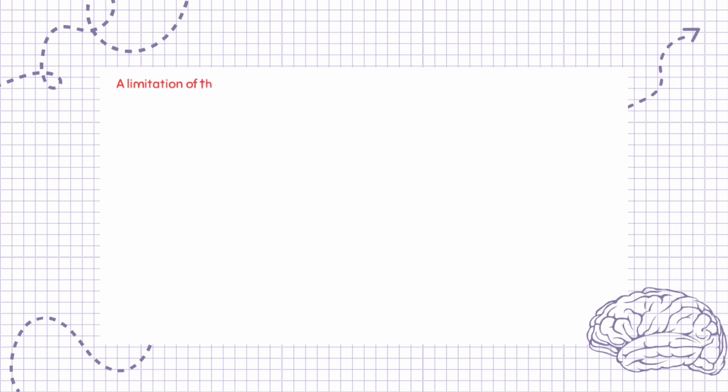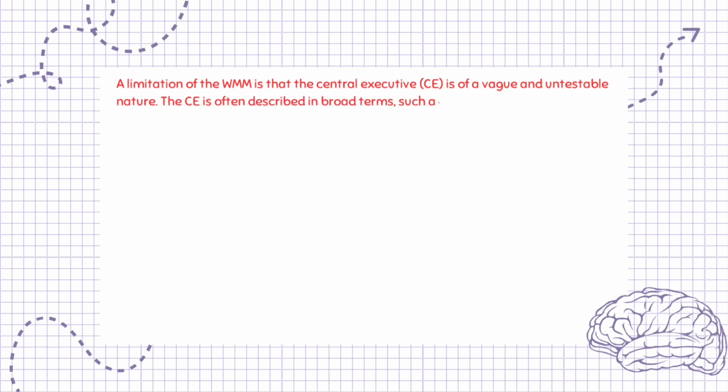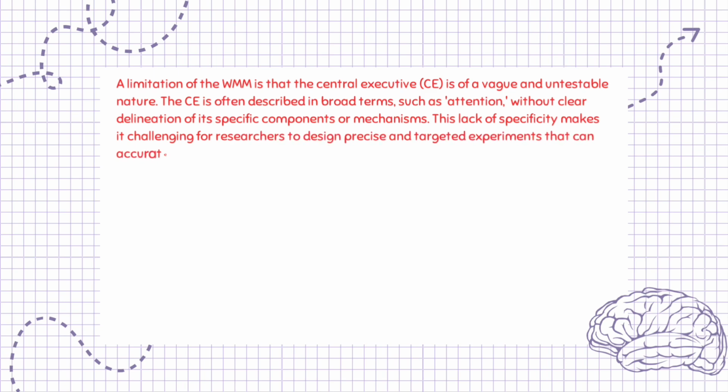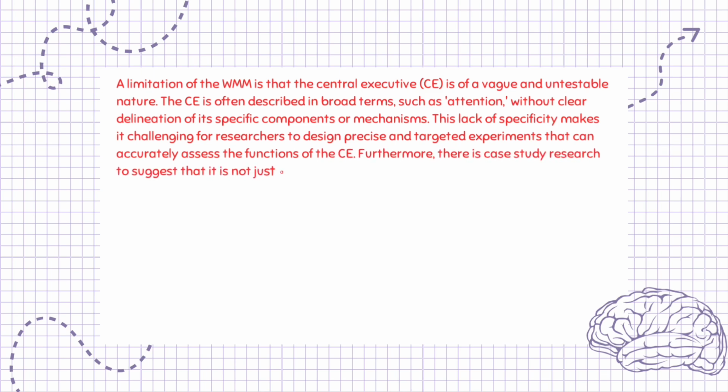A limitation of the WMM is that the central executive, CE, is of a vague and untestable nature. The CE is often described in broad terms, such as attention, without clear delineation of its specific components or mechanisms. This lack of specificity makes it challenging for researchers to design precise and targeted experiments that can accurately assess the functions of the CE. Furthermore, there is case study research to suggest that it is not just a unitary store.